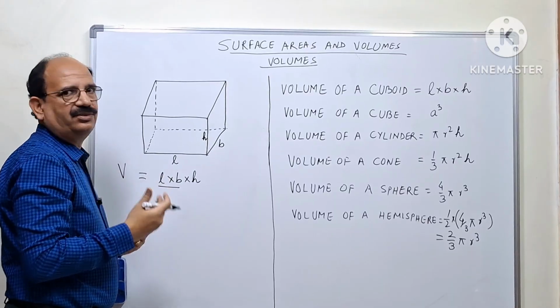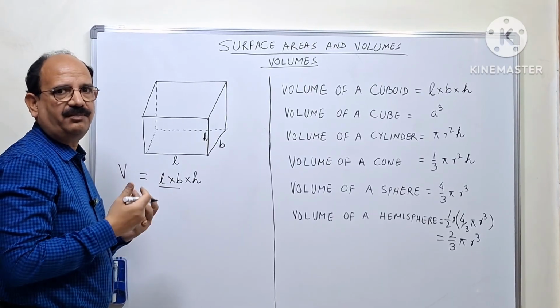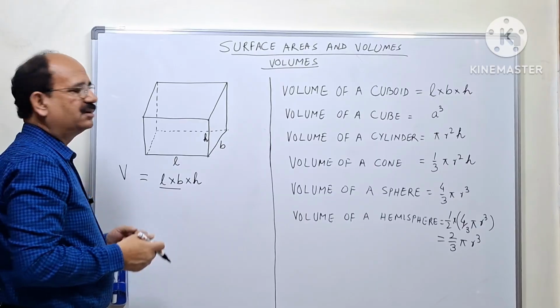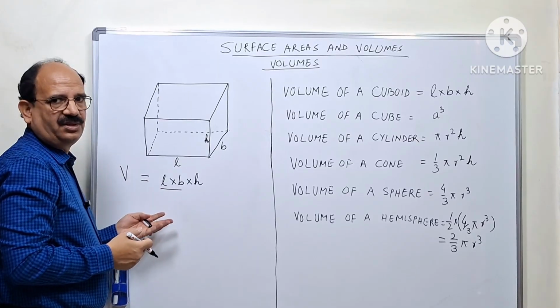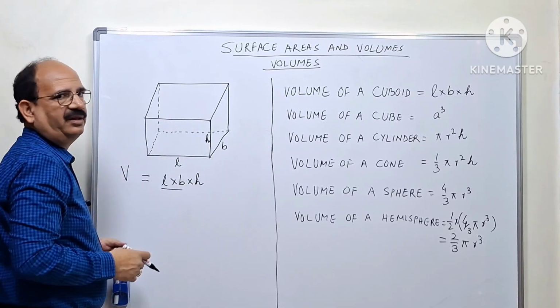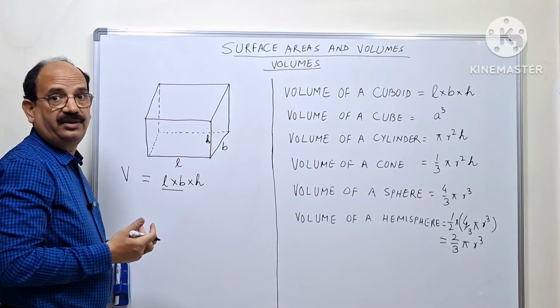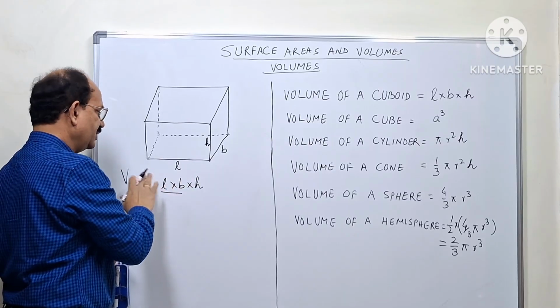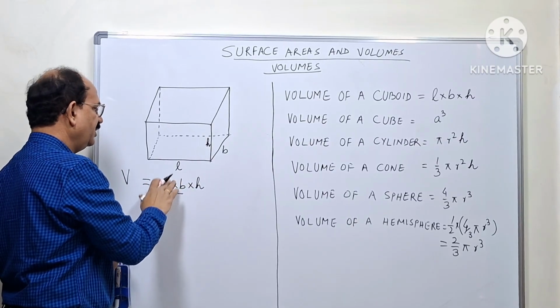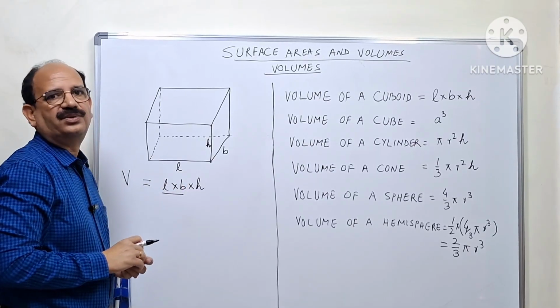As I mentioned earlier, volume you always need to think in these two terms. If it is a completely filled up solid, then the volume of the material involved in creating that solid. If it is an empty container, then the volume of the liquid it can hold. In both situations, the volume equation will be L into B into H for a cuboid.